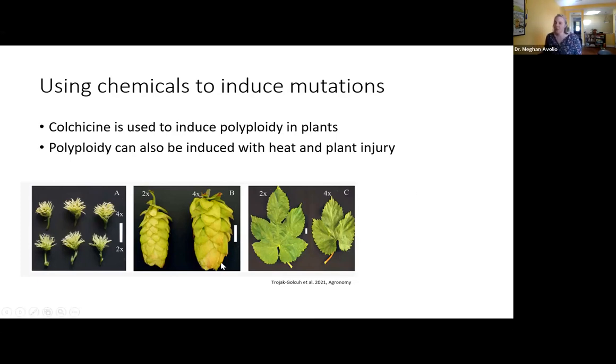These are just some examples from hops. You can see here, the B is the tetraploid, and it is bigger overall than the diploid. And this has been used extensively as well. This was also popularized as something people should be able to do at their home and try and induce new mutations in plants.